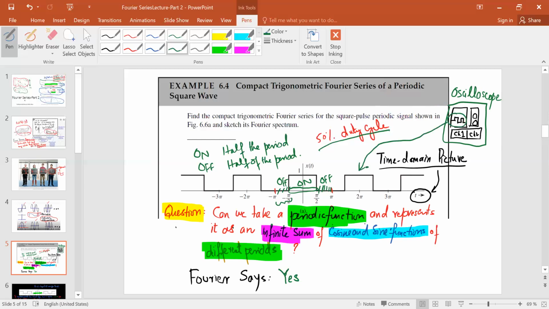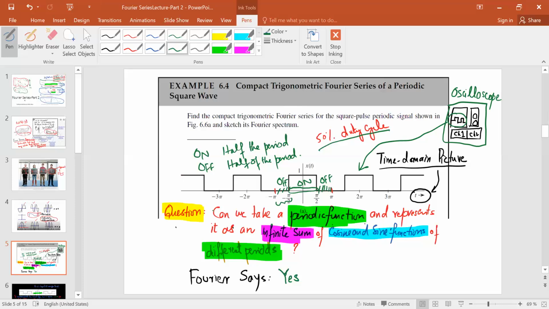So if you want to see a time domain picture, you have to give that particular signal to channel 1 and channel 2, and then turning the sweep time, you can see that particular waveform on the screen. So this is our square wave, okay? And now what we want to do is find its Fourier series.